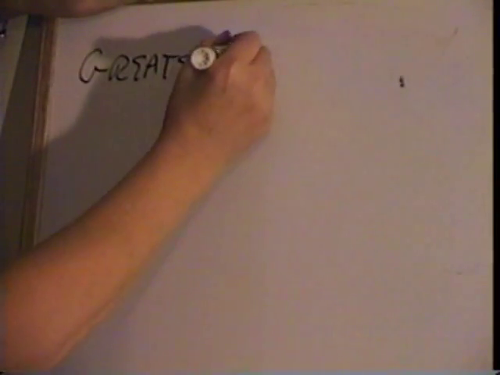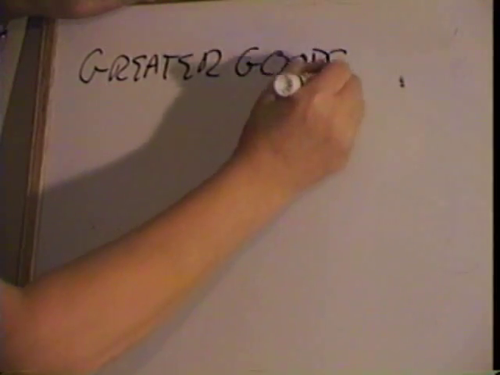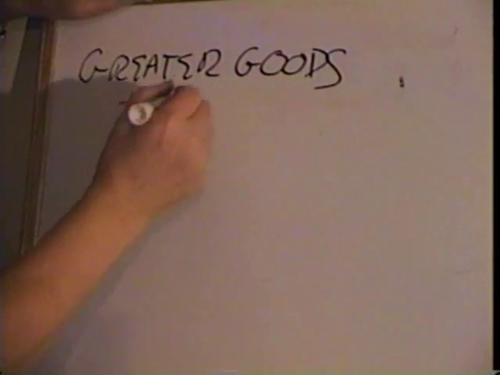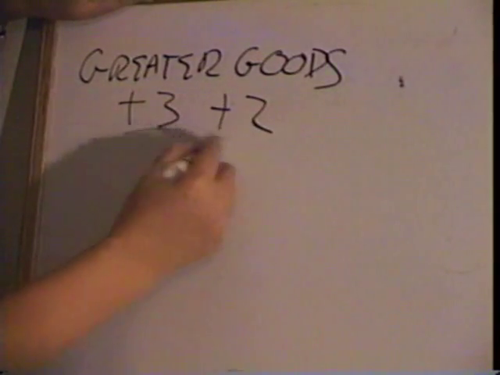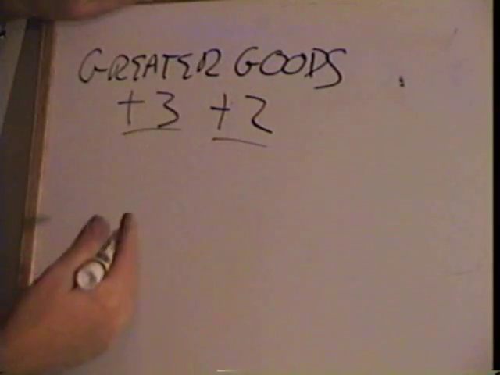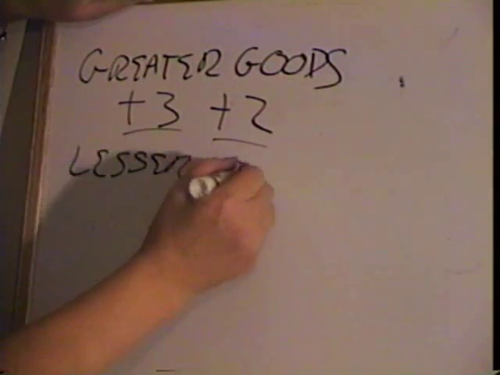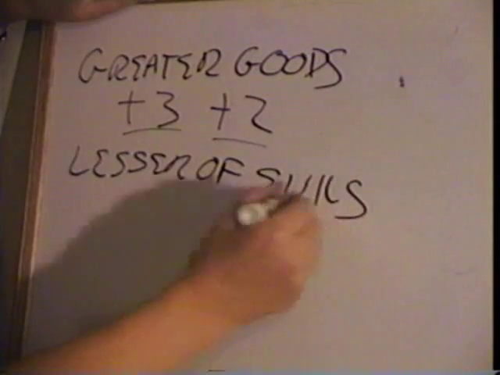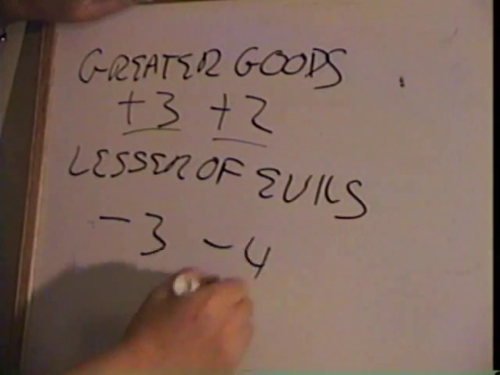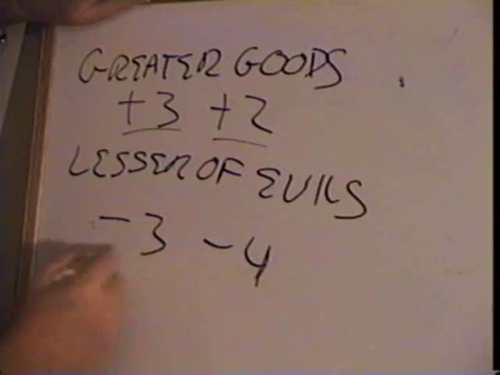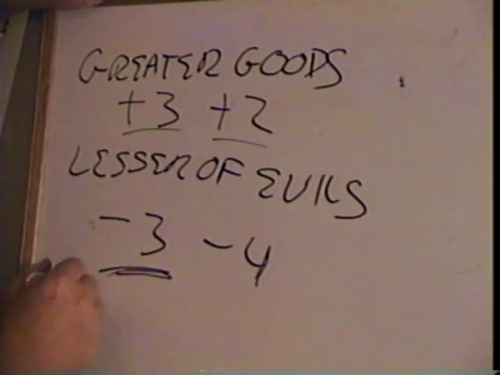Conclusions you can come to in this are that you might have the greater of two goods. That would be like a +3 and a +2. The +3 is the greater of two goods, whatever the conflict happens to be. You might have the lesser of two evils. So you might have a -3 and a -4. The -4 is worse because it's more to the minus, so the lesser of two evils would be the -3, whatever that would be.